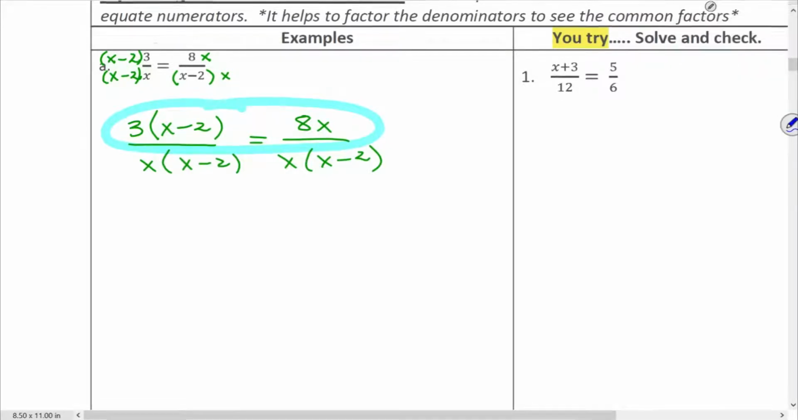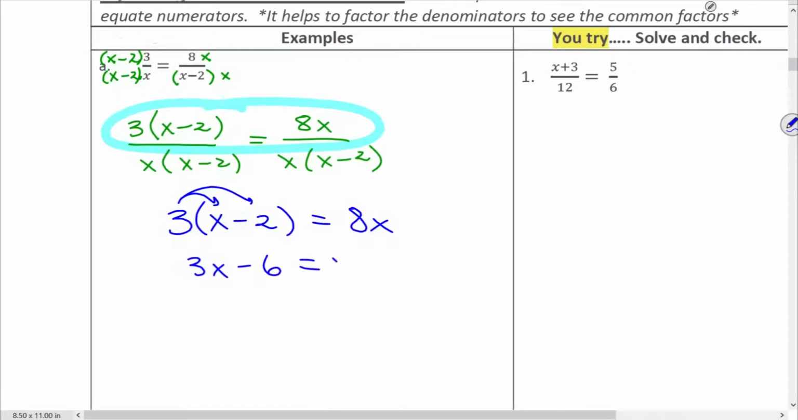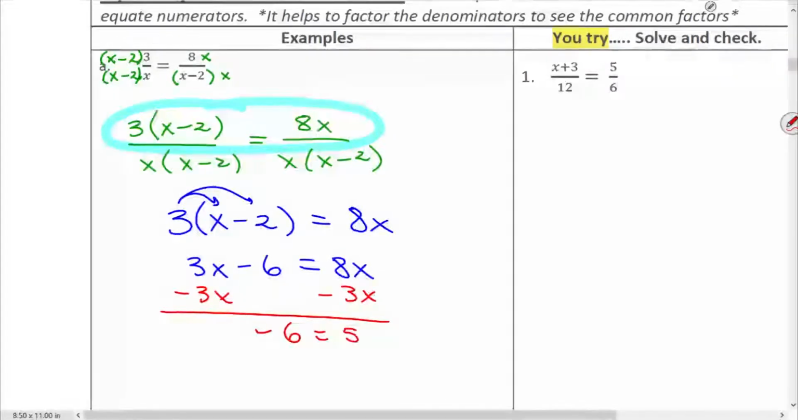So let's write that down. I'm focused on 3 times x minus 2. When does that equal 8x? Well, I will distribute this 3 and get 3x minus 6 equals 8x. Then I will get my x's together. This is linear, so I'll subtract 3x from both sides, and I have negative 6 is equal to 5x. Then I will divide both sides by 5, and I get x is equal to negative 6/5.